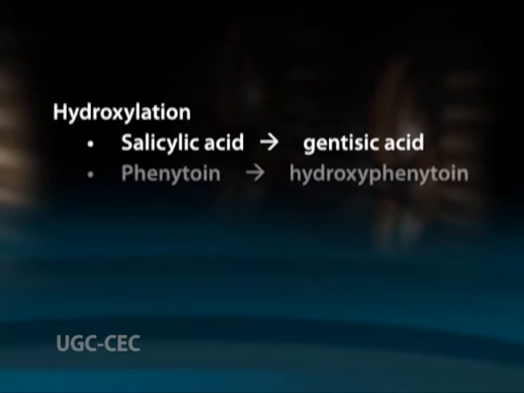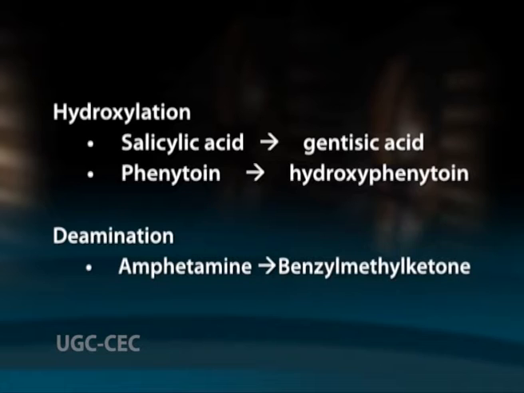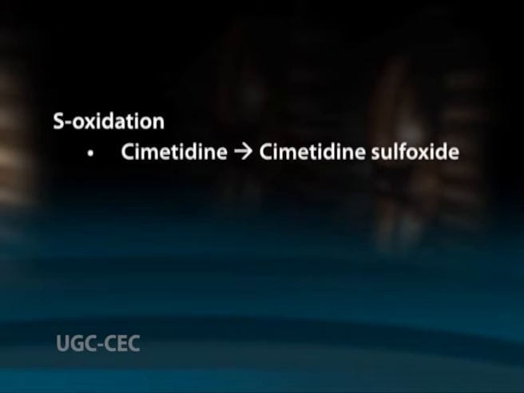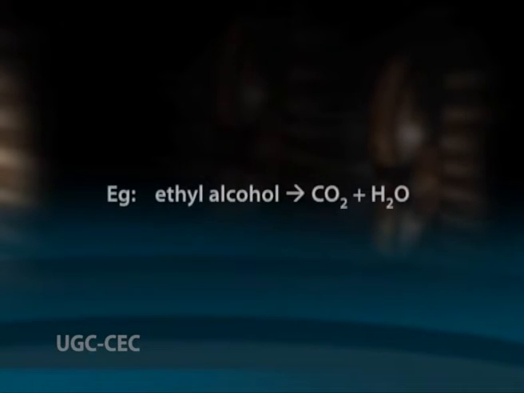There are several types of oxidation reactions, like hydroxylation. Examples are salicylic acid to gentisic acid, phenytoin to hydroxyphenytoin. Deamination. Examples are amphetamine to benzyl methyl ketone. S-oxidation, where an example is cimetidine to cimetidine sulfoxide. Dealkylation, examples imipramine to desmethylimipramine, codeine to morphine. Oxidation can also be catalyzed by non-microsomal enzymes. Example, ethyl alcohol gives CO2 plus H2O.